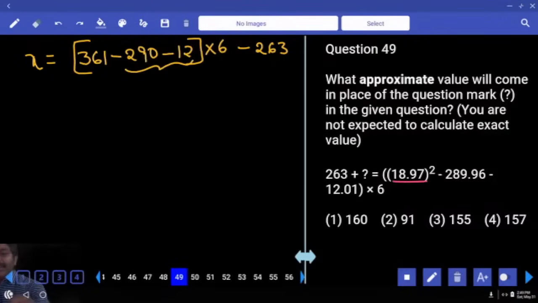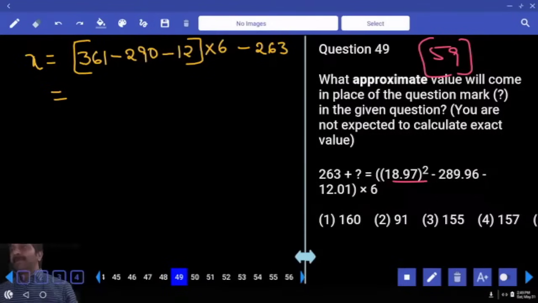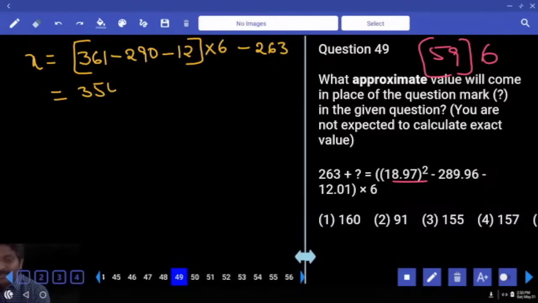302. 300 cancel. 61 minus 2, 59. Can I read it as 60 minus 1? Into 6 is there. 360 minus 6, 354. Are you following? 354 minus 263. Last digit 1. First 9. Answer 91.